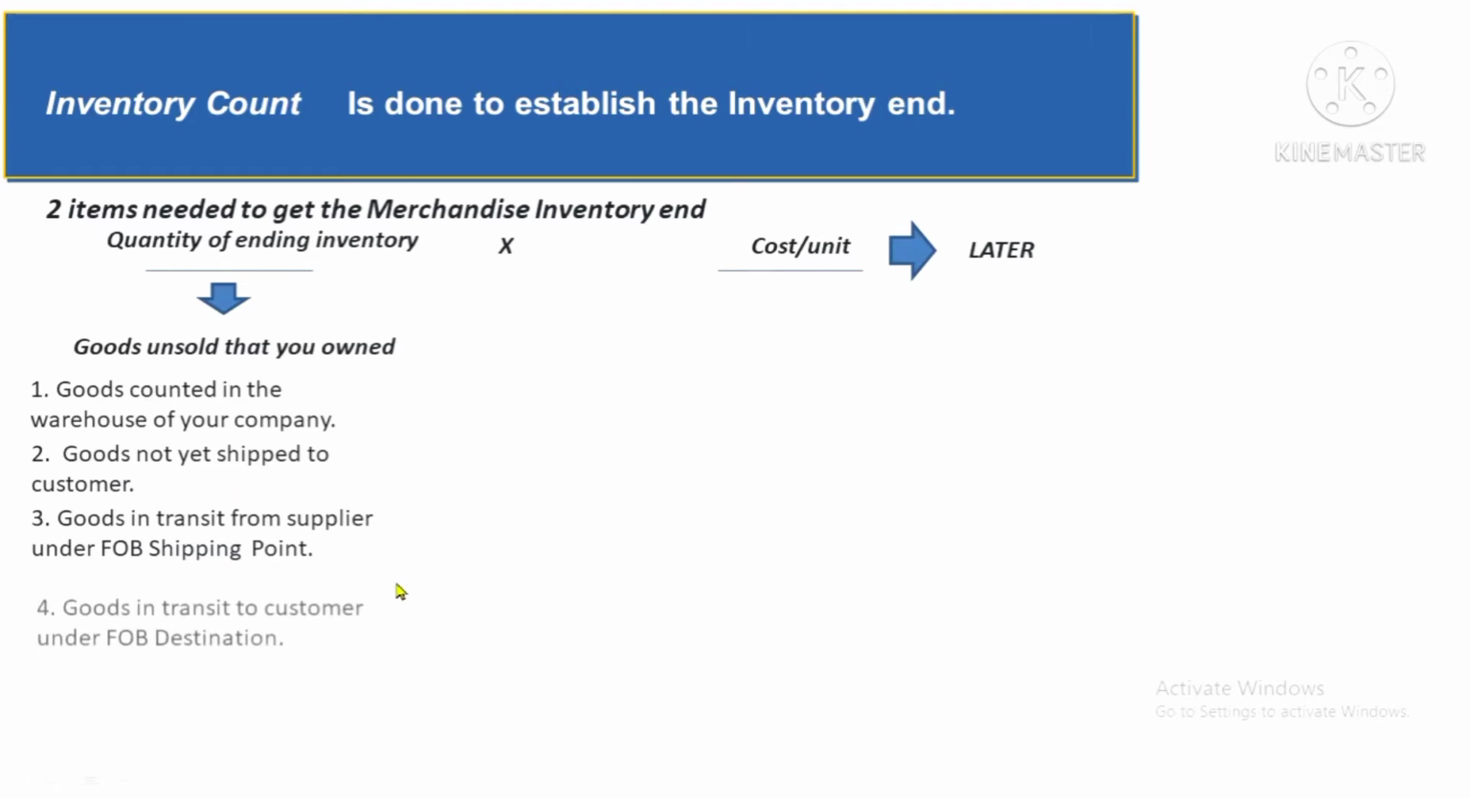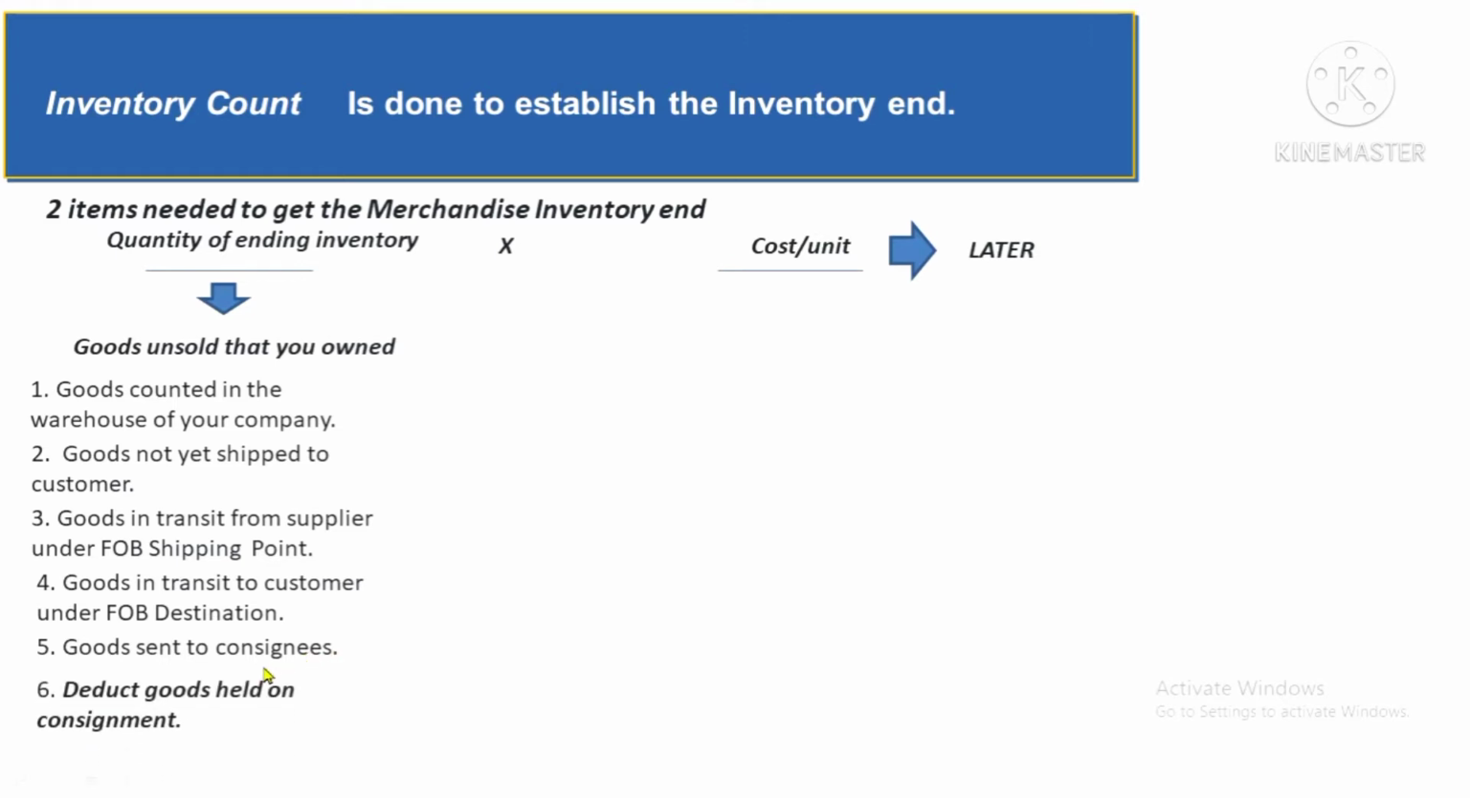You also add those goods that you sold to your customers but are still in transit if the shipping terms is FOB destination. And of course, you also need to include the unsold goods you have sent to consignees. Lastly, you need to deduct the goods that you are holding as a consignee because you don't own them. So that's it. I hope you realize that this quantity of goods that I'm talking about here does not only include goods remaining at your warehouse.